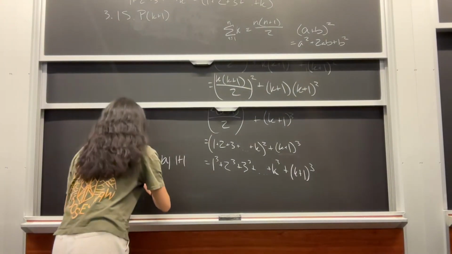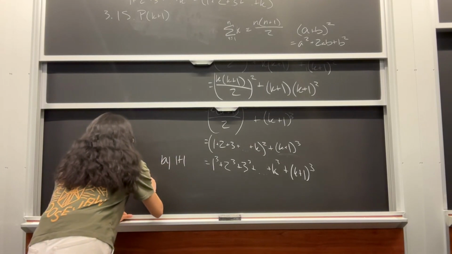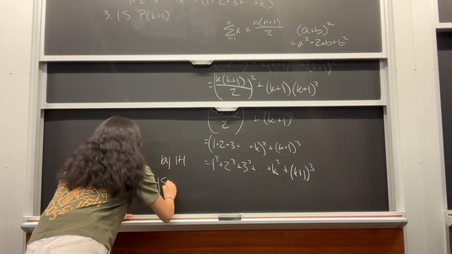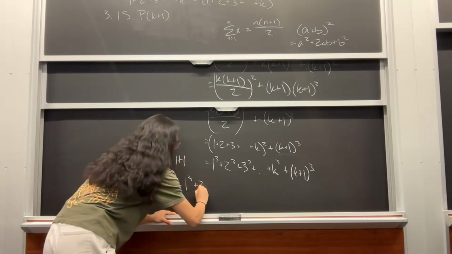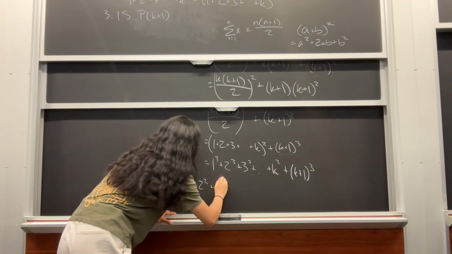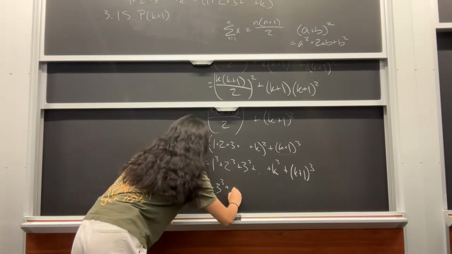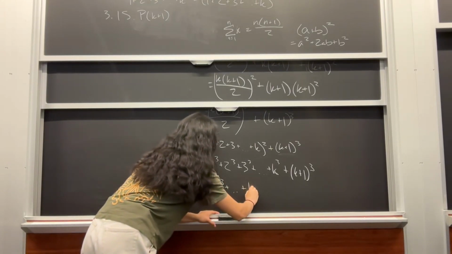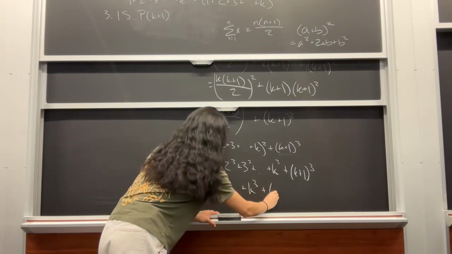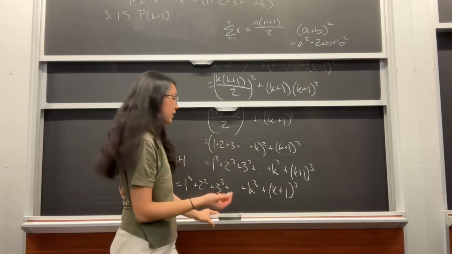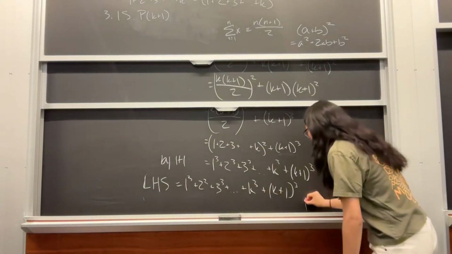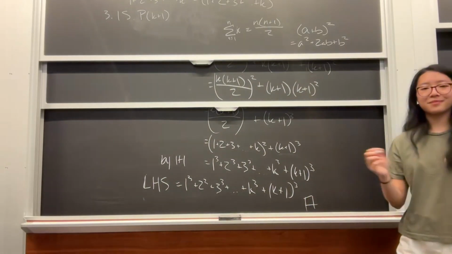So at the end, I am just going to say the left-hand side, LHS, is equivalent to 1 cubed plus 2 cubed. I'm just rewriting what we got, plus all the way to k cubed plus k plus 1 cubed, saying that's equal, and that is the end of our proof.